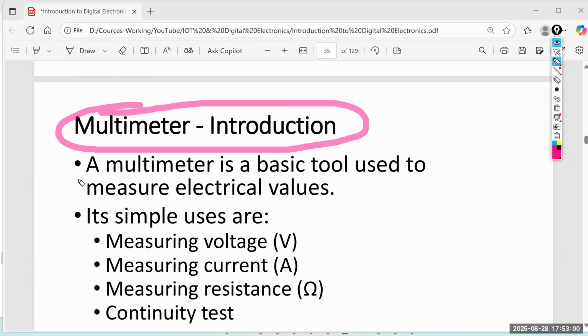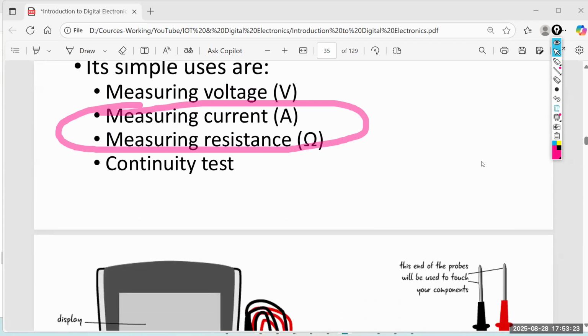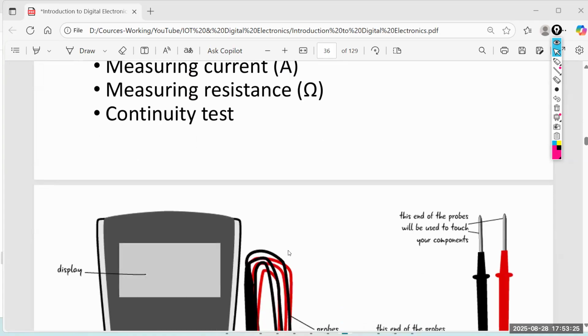So a multimeter is, as the name suggests, a multi-purpose meter. You can use it to measure voltage, current, resistance, and also you can use it to check whether there's a closed circuit between two points. That is called a continuity test. Okay, continuity test. It's super easy. Of course, every multimeter has a slightly different look and feel, but overall, it's the same.